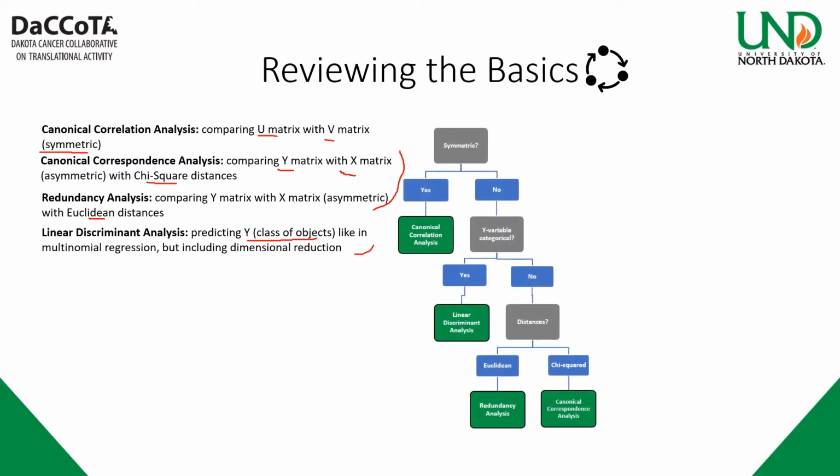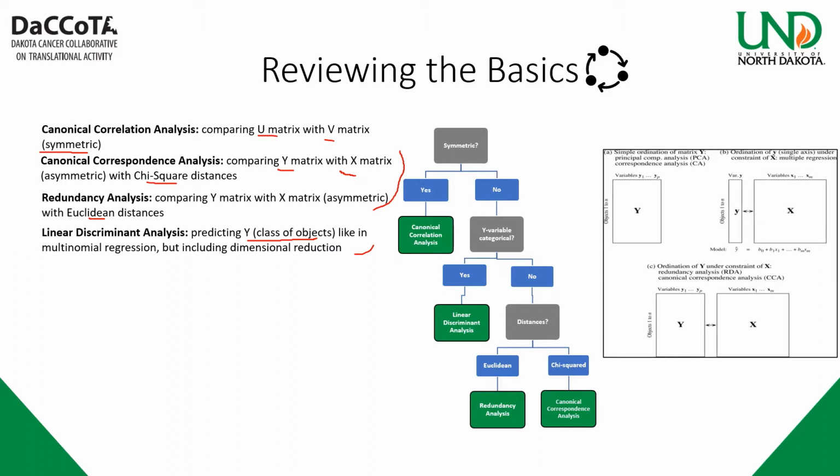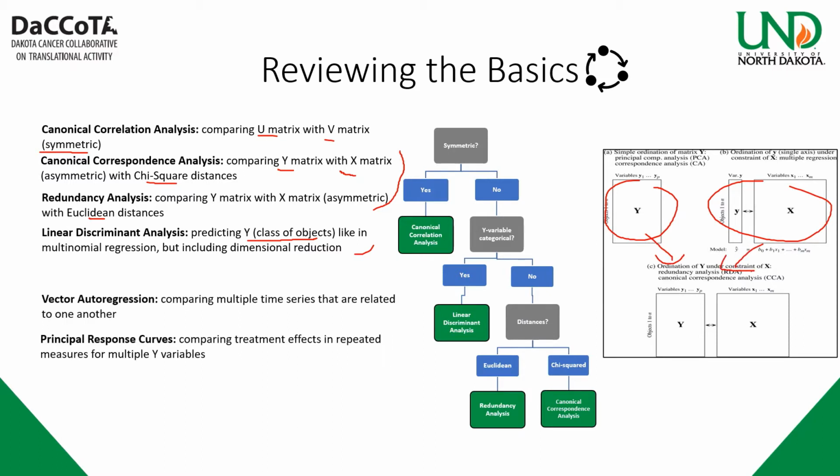So I showed this in our first slide. This is the little thing I created to parse out which one of these to use with your data. And again, the big thing with canonical analysis is it's a combination of ordination and regression together in one analysis. Now, turning to time-based, we have vector autoregression and principal response curves.